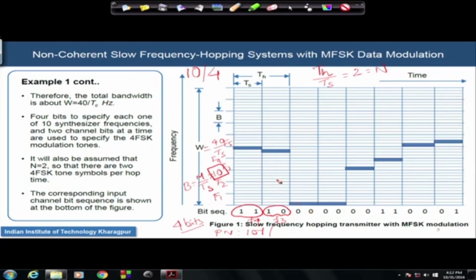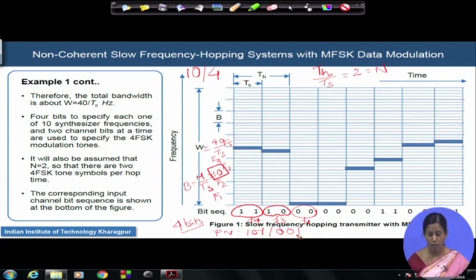Now, after 2 symbol durations, in the third slot, when the bit pattern has changed to 00, the symbol is actually 00, choosing the MFSK tone 1, which is the lowest tone, and at this moment the PN sequence has generated the synthesizer frequency equal to 001. So, you are choosing channel number 1 and transmitting with the MFSK tone 1. The next bit pattern is again 00. So, again you are transmitting with tone number 1 only.